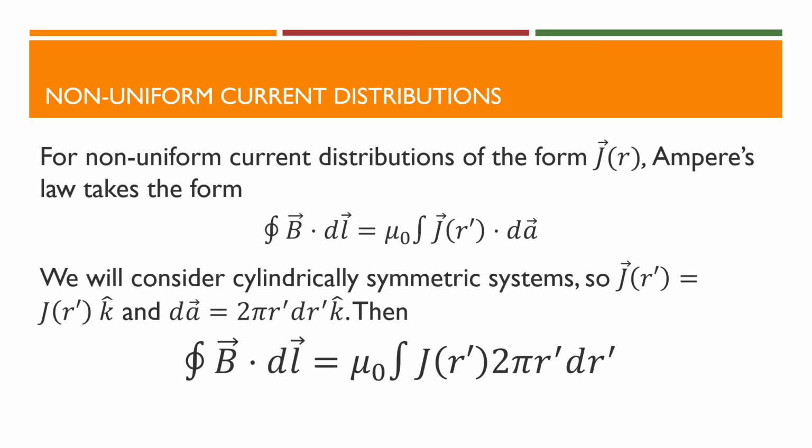Now we proceed to non-uniform current distribution. There are certain systems where you have a non-uniform current distribution. This is reflected in the current density as a function of the cylinder radius r. So Ampere's law takes the following form, where I enclosed is now this expression: the dot product between the current density, which is a vector, and dA.